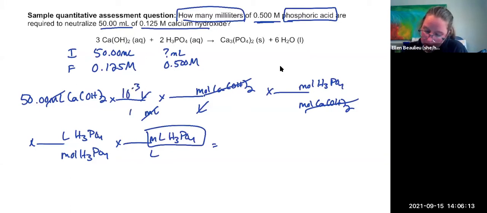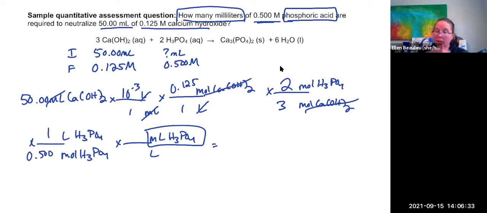Milliliters are tiny, 10 to the negative 3 liters per milliliter. Here's my molarity, 0.125 moles per liter. Here's my mole ratio for my chemical reaction. So 2 phosphoric acids for every 3 calcium hydroxides. Here's my molarity of phosphoric acid, 0.500 travels with the unit of mole per 1 liter. And lastly, here's my metric, 10 to the negative 3 liters per milliliter.